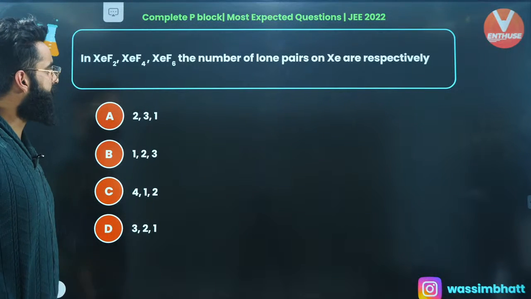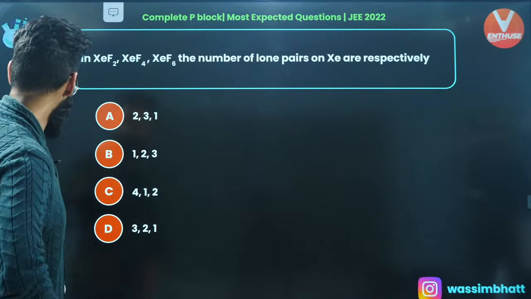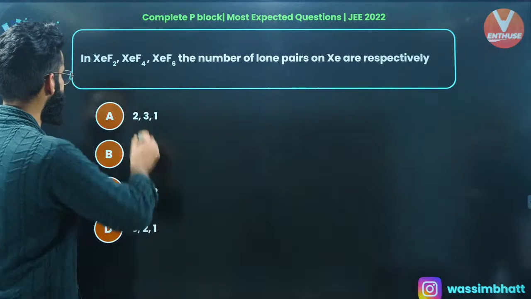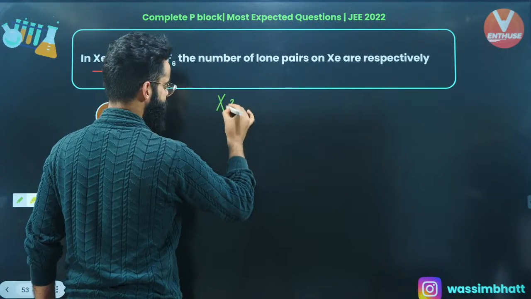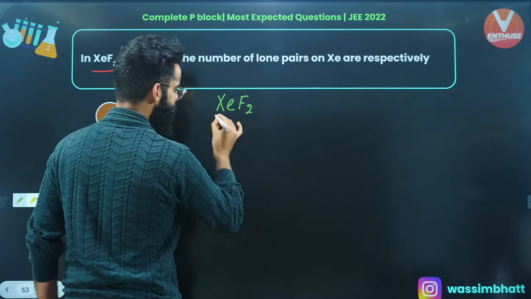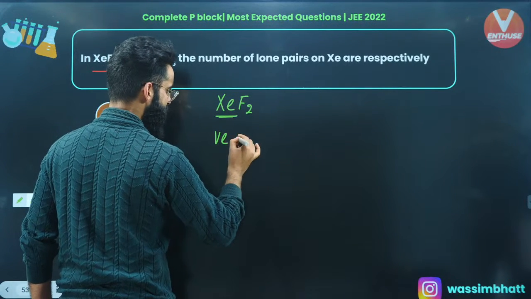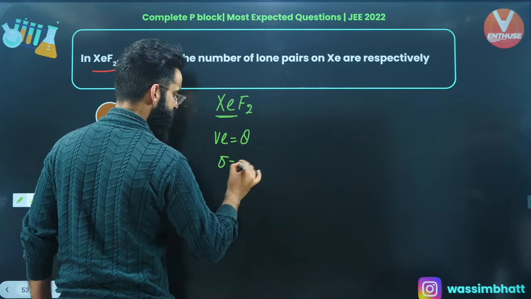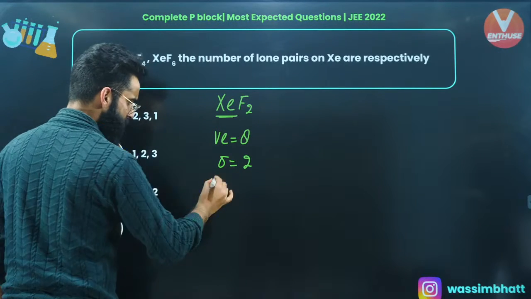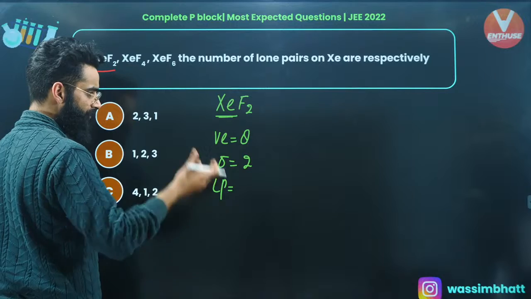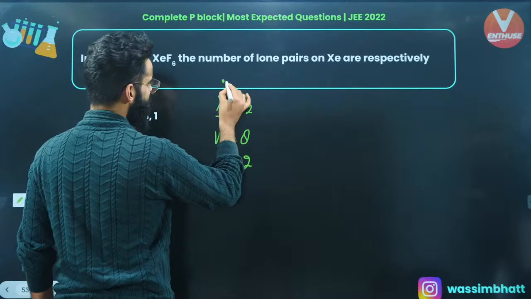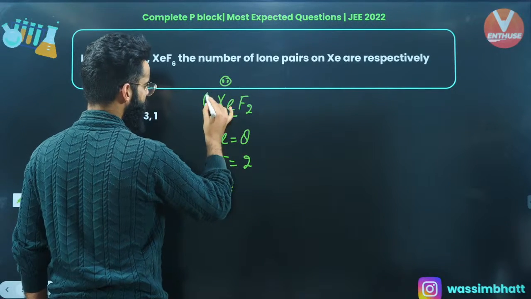XeF2, XeF4, XeF6, the number of lone pairs on xenon are respectively. Say guys, you start with XeF2, right? Over here, xenon is the central atom. Its valence electrons are 8. How many sigma bonds is it forming? It's forming 2 sigma bonds, right? So out of 8 valence electrons, 2 have been used to form 2 sigma bonds. So there'll be 6 electrons left on xenon in the form of lone pairs.